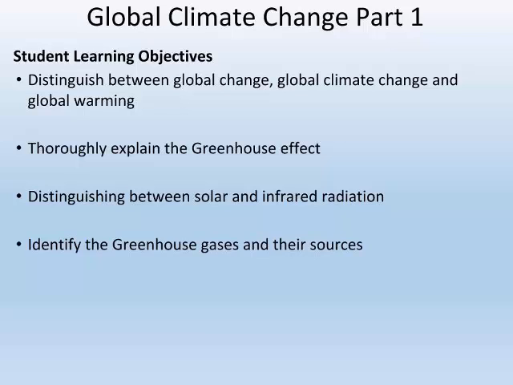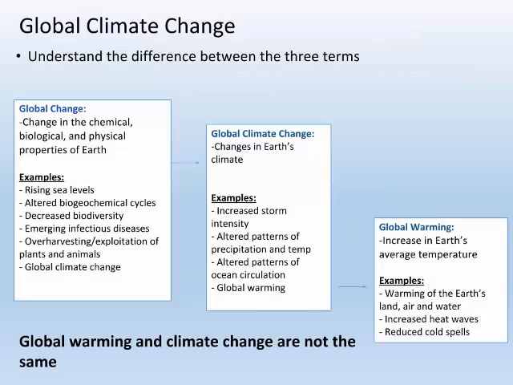Howdy! In this mini lecture we will discuss the science behind global climate change and the current and future impact of climate change. The student learning objectives of this mini lecture are: distinguish between global change, global climate change, and global warming, thoroughly explain the greenhouse effect, distinguish between solar and infrared radiation, and identify the greenhouse gases and their sources.